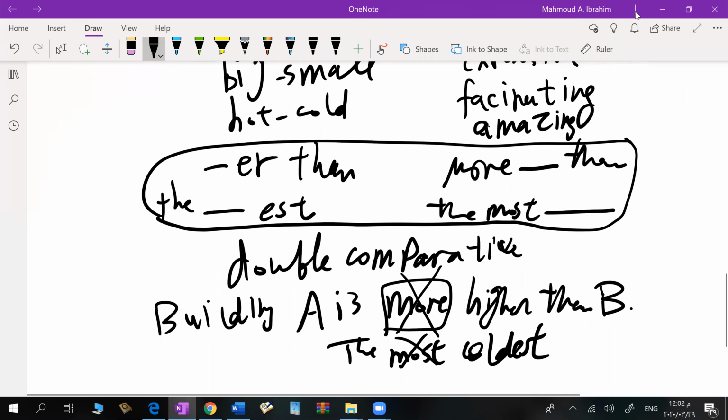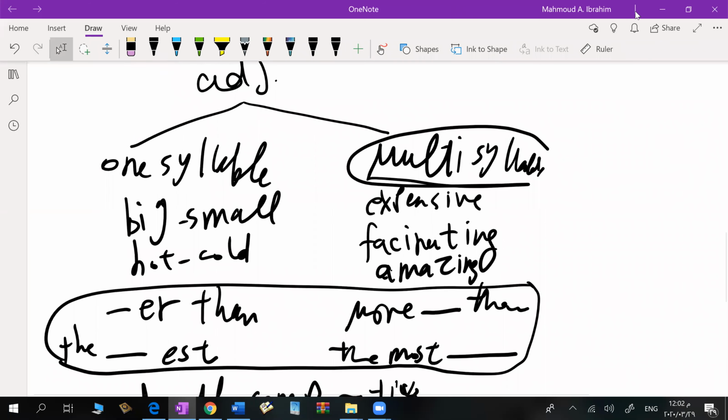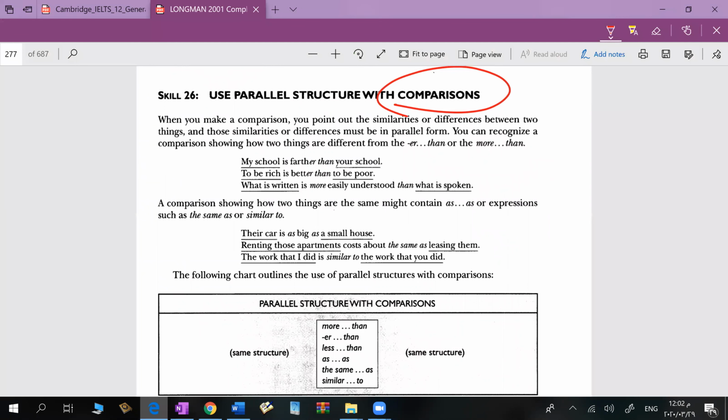Okay, so when we talk about comparatives and superlatives, the first thing you need to do is decide on the type of adjective. Is it one syllable or multi-syllable? If it's one syllable, er than, or est. If it's multi-syllable, simply more than or the most. Clear? Yes, clear. Okay.